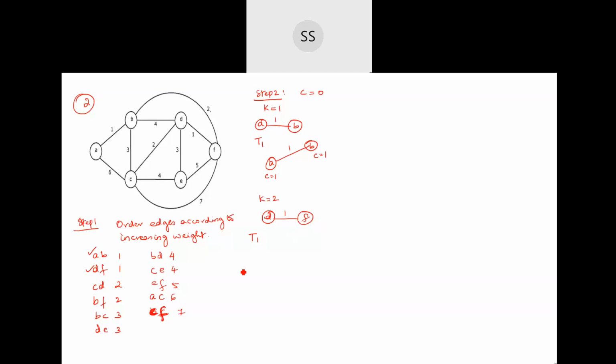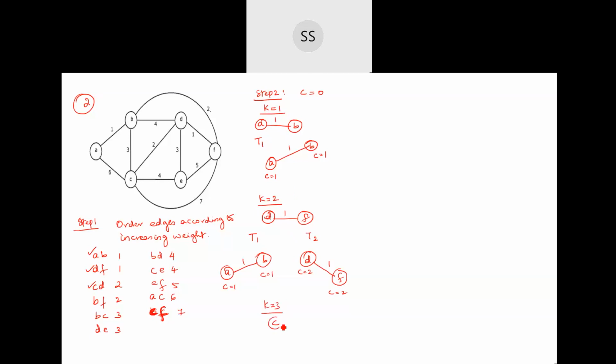So I have got T1, where I have got A and B, connected by 1. The component value 1, the component value 1. I've got another tree T2, that is I've got D and F, which are connected by 1. So the component value is incremented. C is equal to 2, and here also, because these are the components of T2, I've written C is equal to 2 for D and F. Next, I'll take CD. That is, I'll increment the K value to 3.